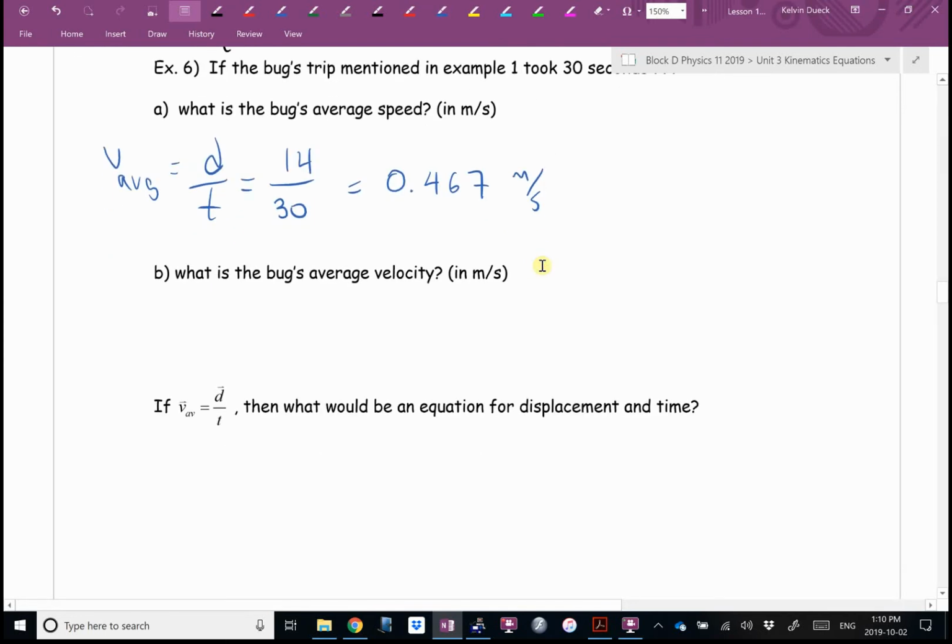B. B wants the bug's average velocity. Isn't that going to be the same answer as average speed? No, no. Ethan, I said that average velocity was the change in displacement over time. That bug from the previous page, what was the displacement? I think you were the one that gave it to us.